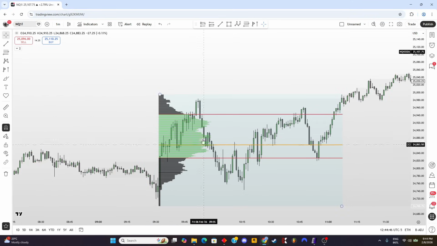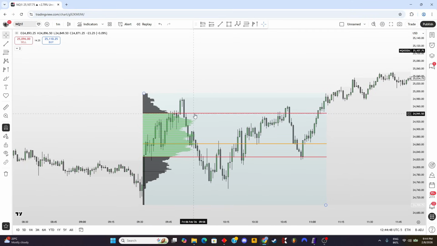Let me also go over this here, so I make things clear. When we draw out our volume profile, this red line is value area high. This red line over here is value area low. And this orange line is POC. POC is where most of the transactions or most of the volume is present within this volume profile. So most of the transactions happen around here.